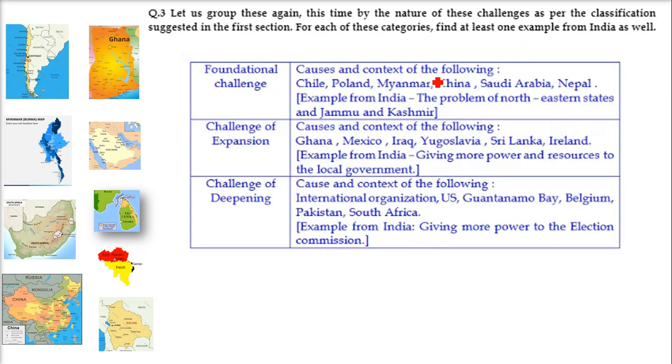So the causes and context of what we have seen in Chile, Poland, Myanmar, China, Saudi Arabia, Nepal. If you take the example of India, the northeastern states and Jammu Kashmir problem. What is the challenge of expansion? We talk about the causes and context of Ghana, Mexico, Iraq, Yugoslavia, Sri Lanka and Ireland, and India giving more power and resources to the local government. And challenges of deepening: we talked about the international organization, United States, the Guantanamo Bay, Belgium, Pakistan and South Africa. In India, giving more powers to the ECI, Election Commission of India.